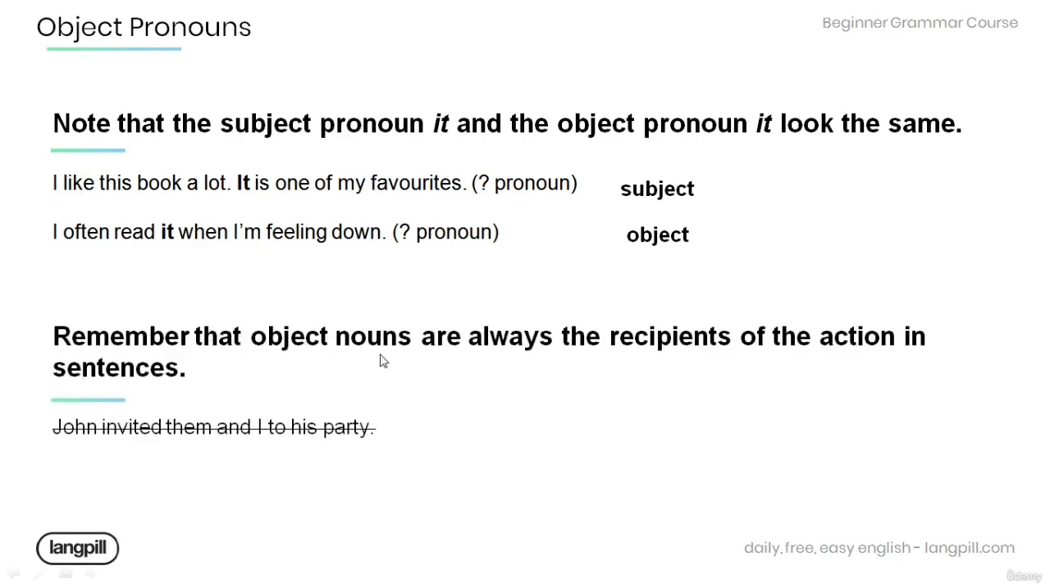Remember that object pronouns are always the recipients of the action in sentences. Try to correct the following sentence. John invited them and I to his party. John invited them and me to his party.